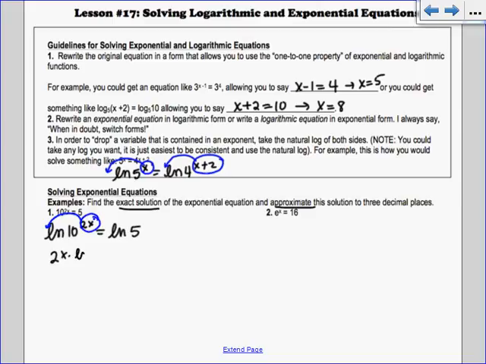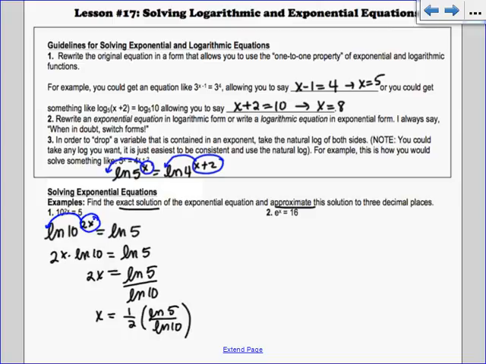So I have 2x times natural log of 10 equals the natural log of 5. I divide over, so I have natural log of 5 over natural log of 10 equals 2x. So my exact solution would be 1/2 of the natural log of 5 over the natural log of 10.